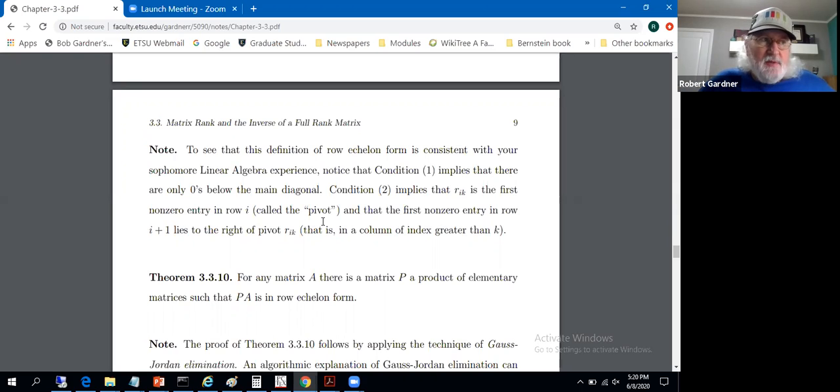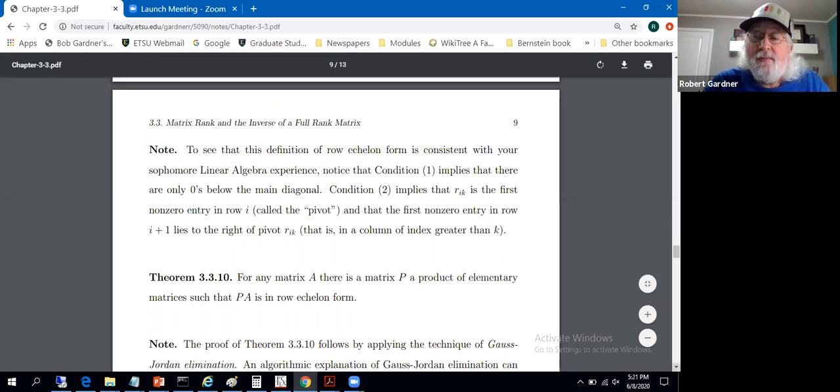You have a class put a matrix in row echelon form, they can all get different answers and they can all be correct. The frustrating part in terms of tutoring some of this stuff is you might be helping a student put a matrix in row echelon form. You get one answer, you look in the back of the book, it's got a different answer. Well, you both could be right. That's the problem with row echelon form.